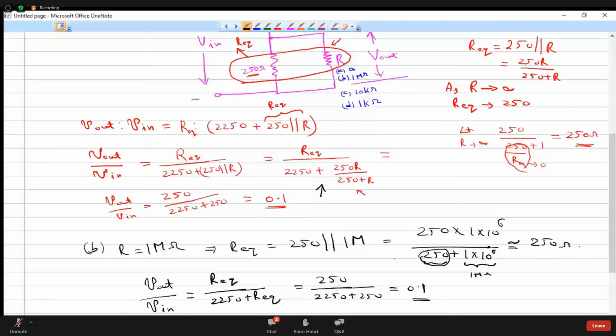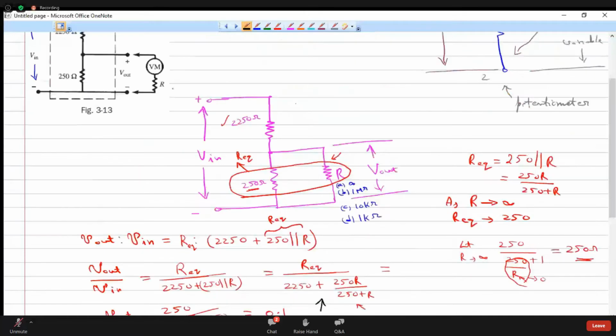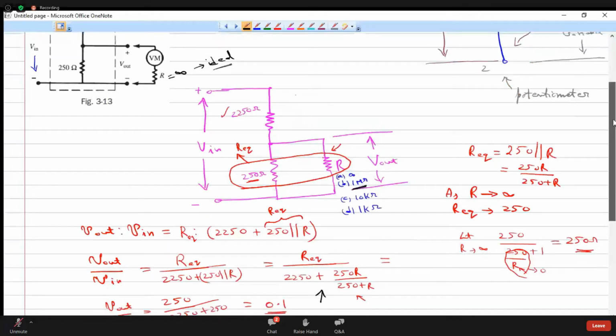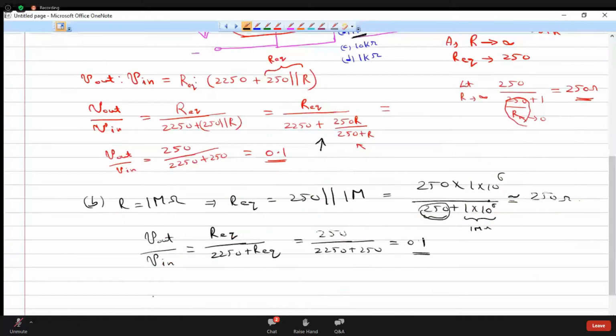See, so the ideal voltmeter should have the series impedance equal to infinity. That is an ideal case. But practically infinite impedance is not possible. So we have to make it as big as possible. So 1 mega ohm is a very large value. Now we will take up the next case.